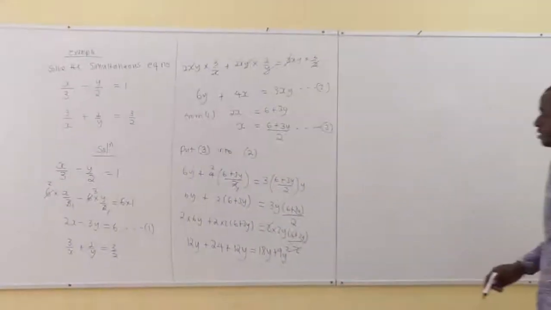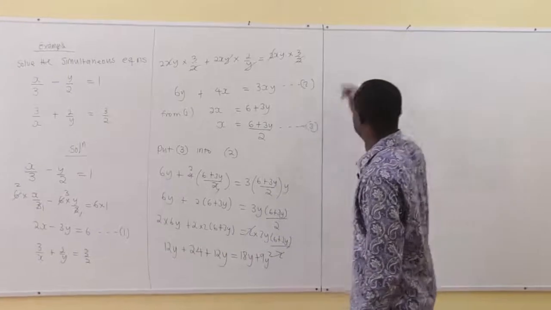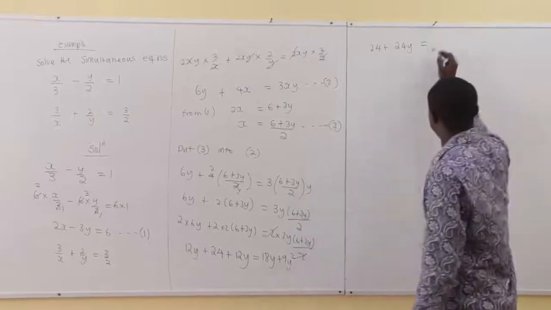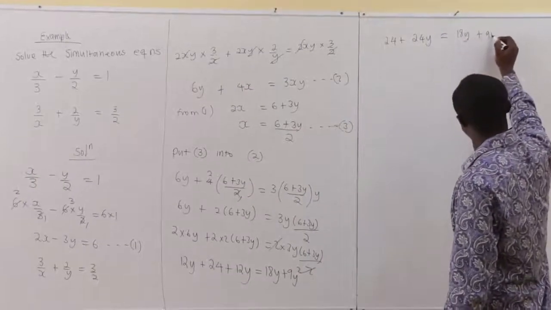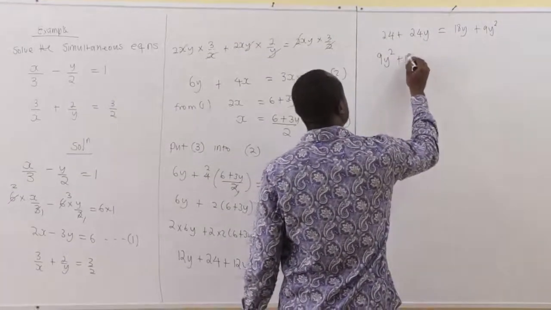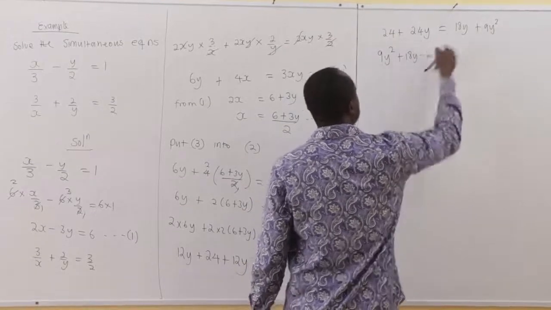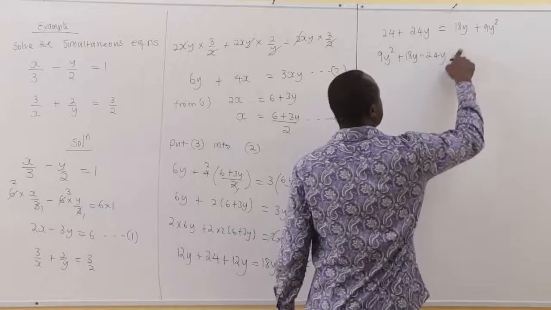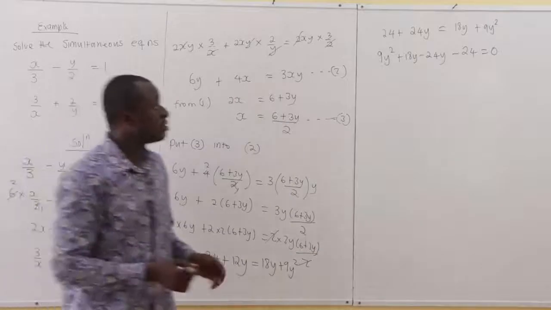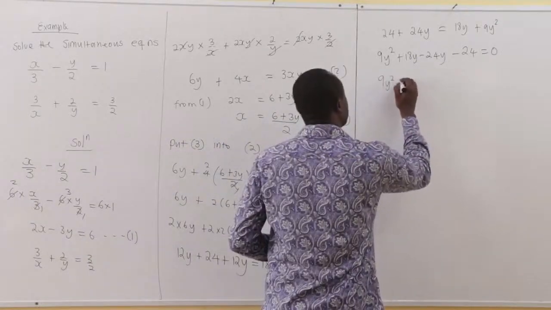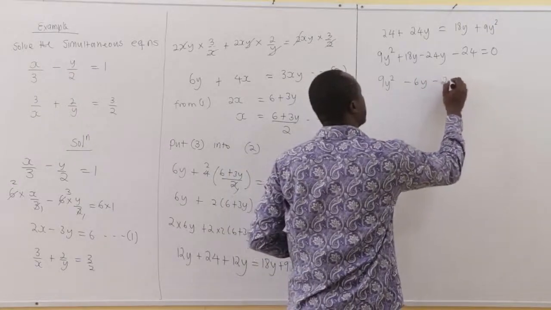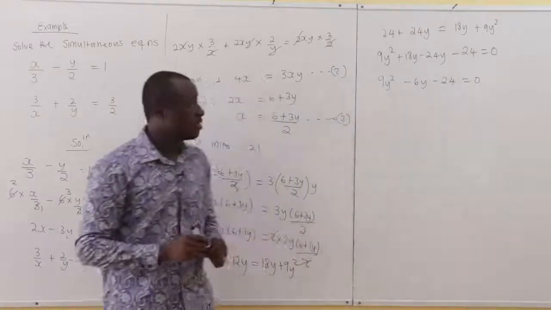Now what are you getting? You are getting a quadratic equation. Let's simplify here, 12y plus 12y, so that is 24 plus 24y. And then we have 18y plus 9y squared. Let's bring everything here. So we have 9y squared plus 18y minus 24y, and then minus 24, and this is just equal to 0. So what do you have? You have 9y squared. Now 18y minus 24y, that is negative 6y, minus 24, and this is 0. We can divide by 3.